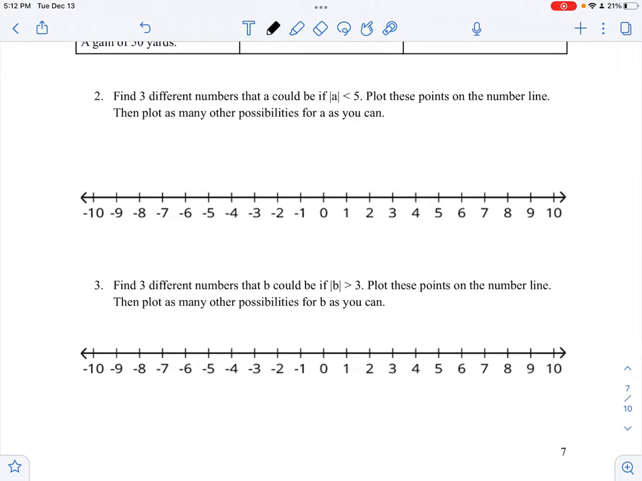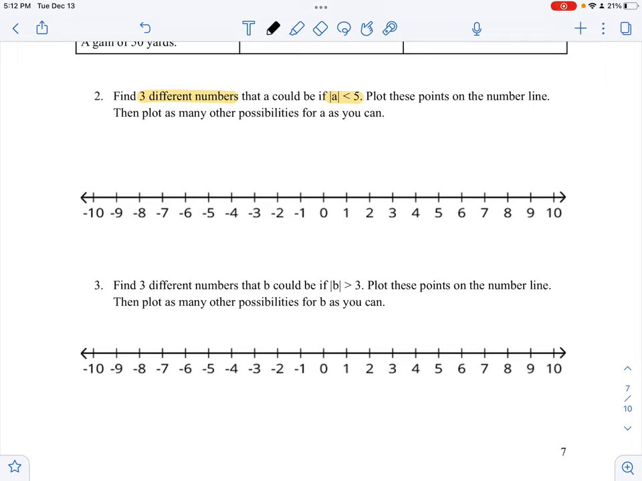Question 2 and 3 both ask you to plot numbers that could be true given an inequality using absolute value. Let's look at 2 as our example. Find 3 different numbers that A could be if the absolute value of A is less than 5. Plot these points in a number line. Well, let's think about it. The absolute value of A has to be less than positive 5.